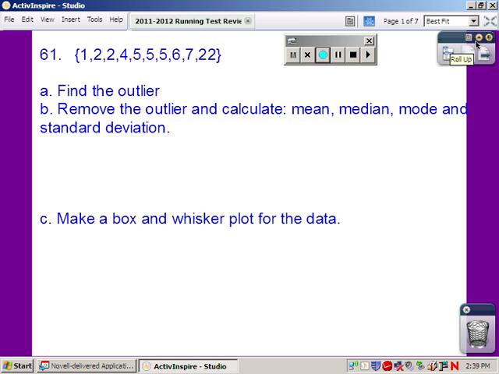Normally you get a set of data, and the first thing you would do is put it in order. Just to save time on the review, I put them in order for you, but you should know that you need to put them in order in case they're not.